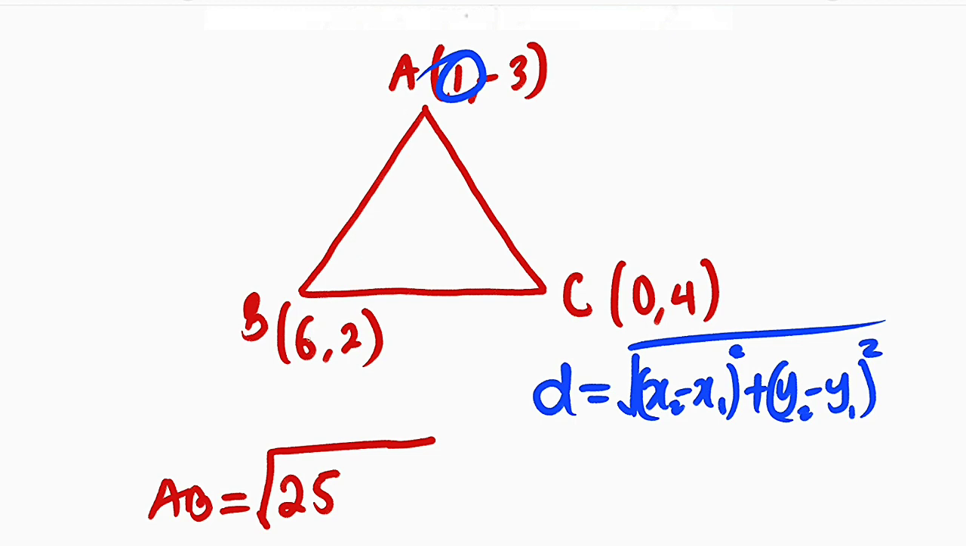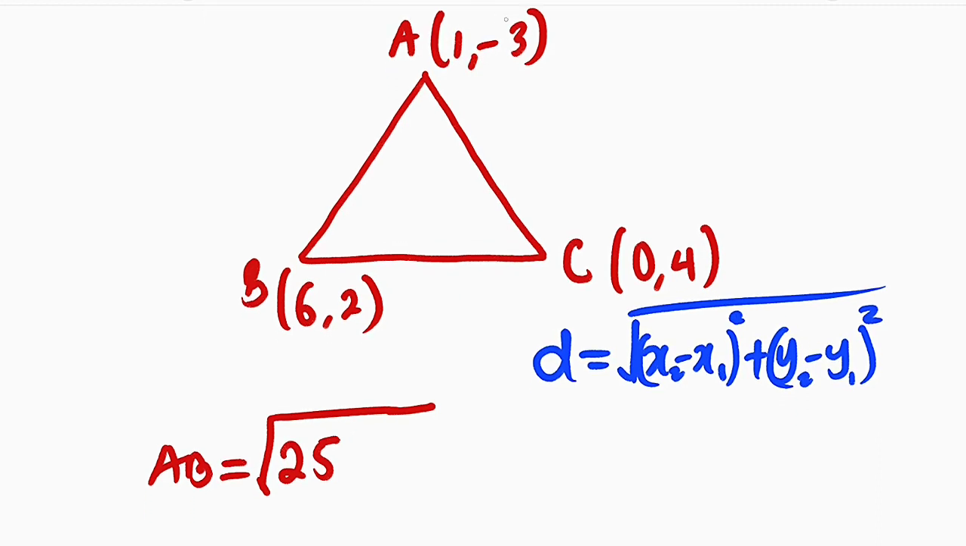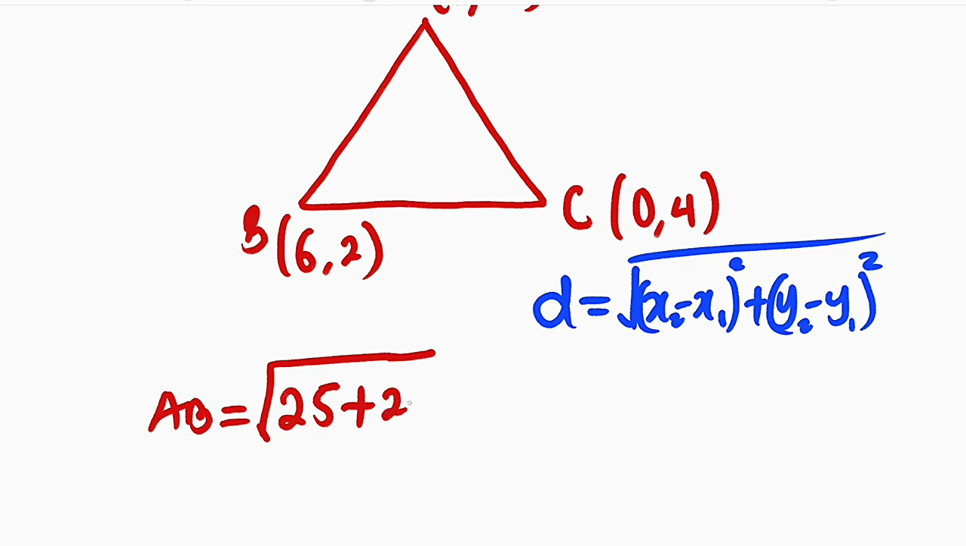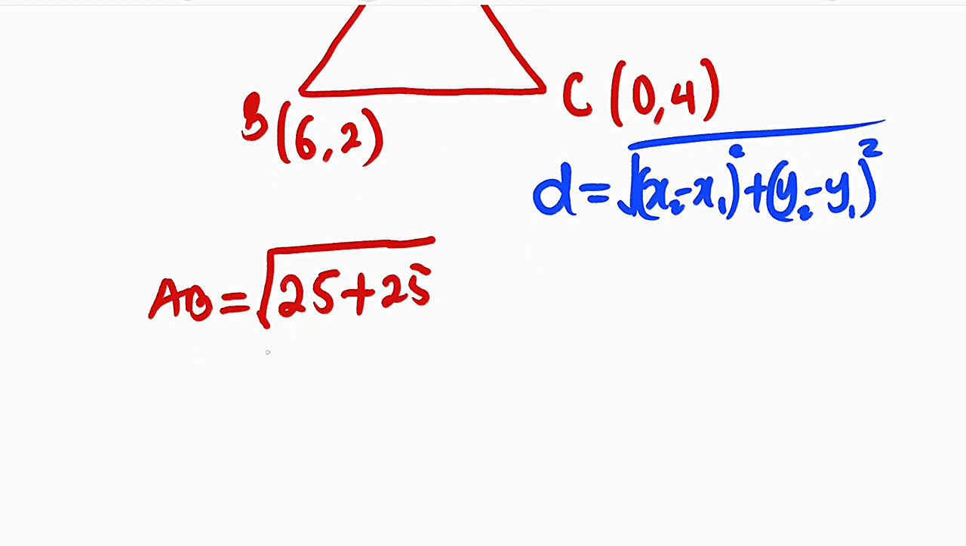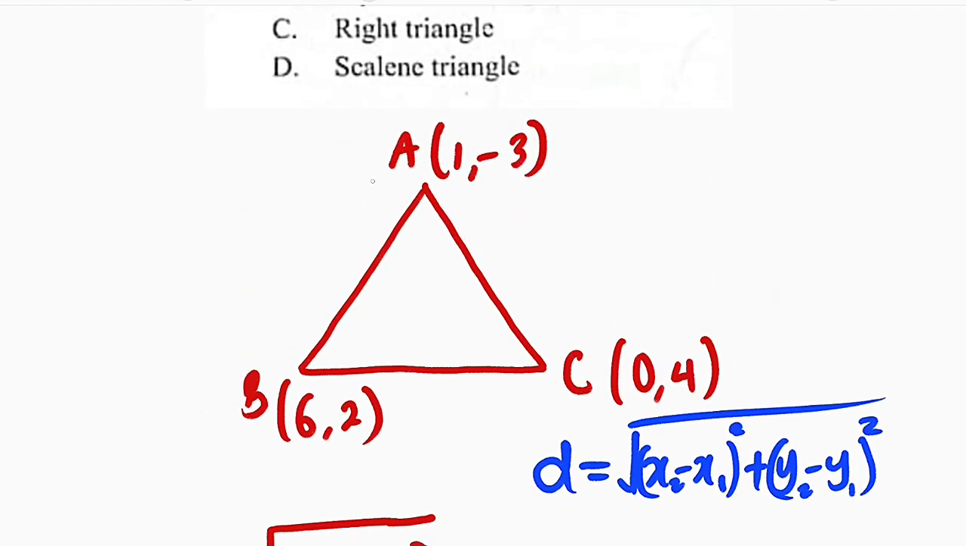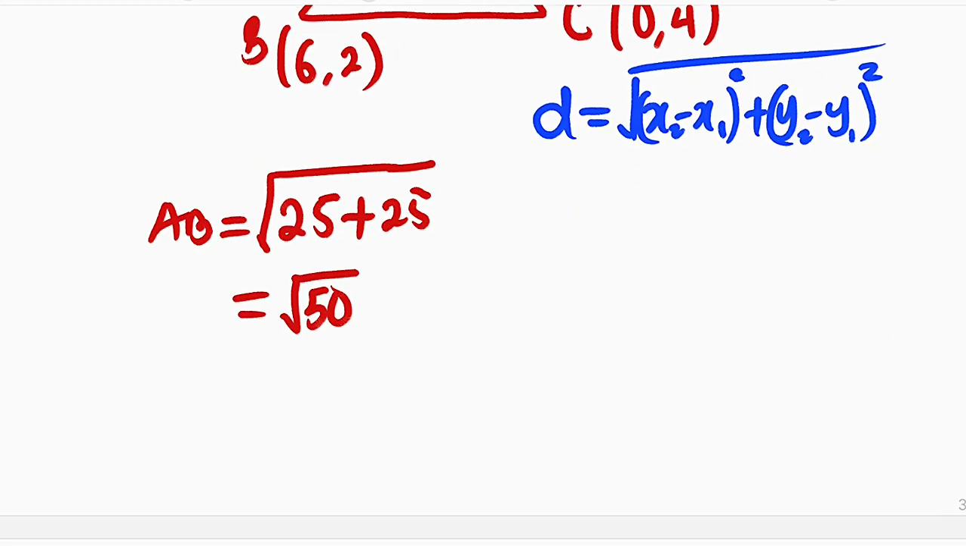So you can see that 1 minus 6 is minus 5. And minus 5 squared, meaning minus 5 times minus 5, is 25. Then minus 3 minus 2 is minus 5. Minus 5 squared is also 25. So we have 25 here. 25 plus 25 is 50. So we have square root of 50. Then let us find the other distance. Let me write it here, square root of 50. Then let us find the distance between B and C.